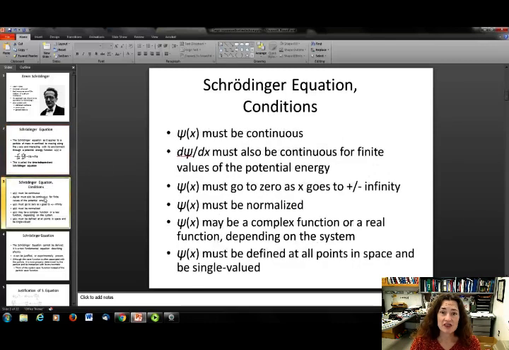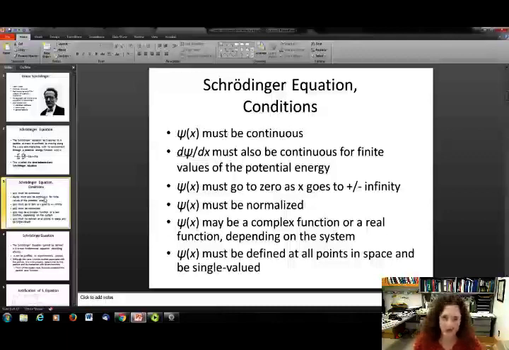All right, now there's certain restrictions on the wave functions that satisfy the Schrodinger equation. First of all, the wave function must be continuous. Also, the first derivatives of the wave functions must be continuous for finite values of the potential energy. One of the potentials that we're going to go over today is the infinite square well, and so that one's going to kind of go out the window, all right? But it should be noted that the infinite square well isn't a very physical potential, it's just an approximation.